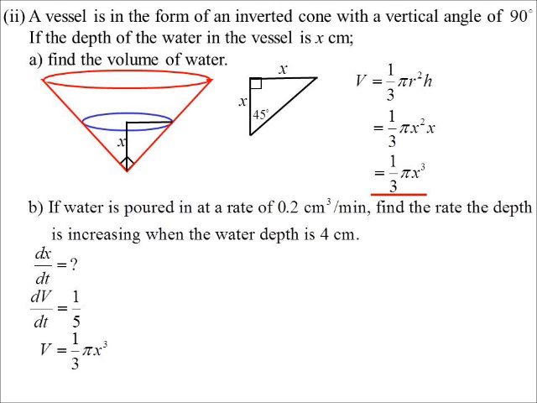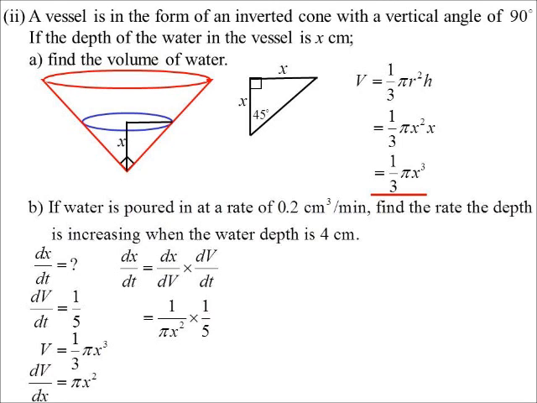We can also find dV/dx, because back in part A, we worked out a formula that links volume and x together. So if I differentiate V with respect to x, we get pi x squared. That should be enough to work out dx/dt. So dx/dV times dV/dt. Well, if I turn dV/dx upside down, I get dx/dV. So it'll be 1 over pi x squared times 1/5. There's our formula for dx/dt.